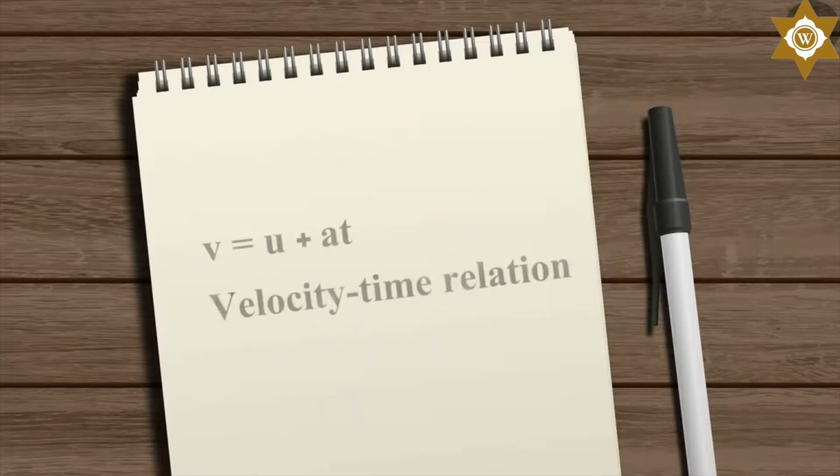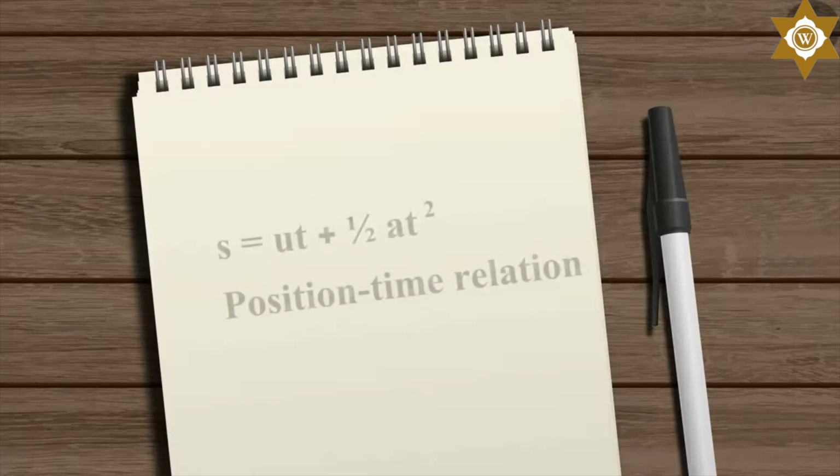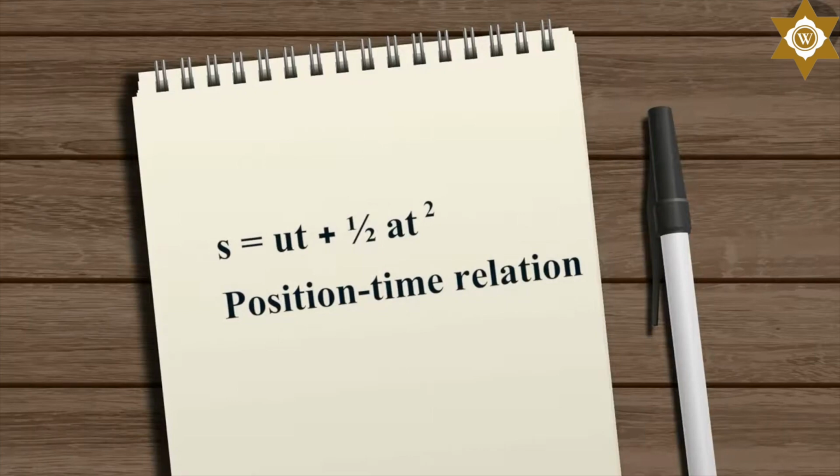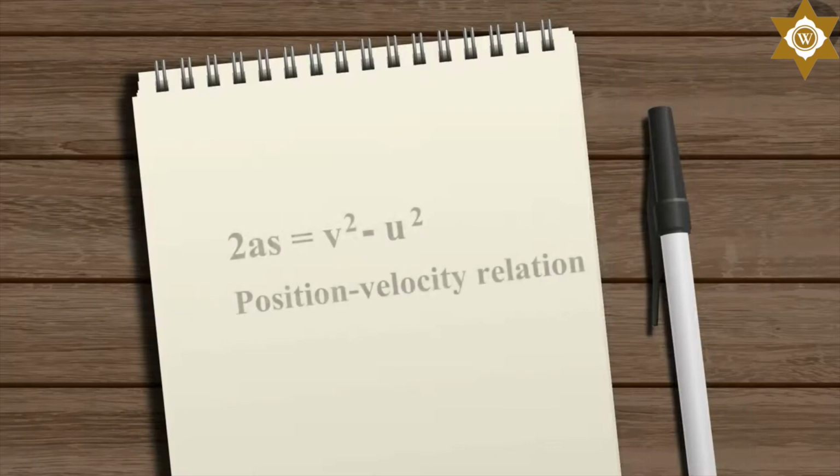The first equation, v is equal to u plus at, shows the velocity-time relation. The second equation, s is equal to ut plus 1 upon 2 at square, shows the position-time relation. The third equation, 2as is equal to v square minus u square, shows the relation between position and velocity.